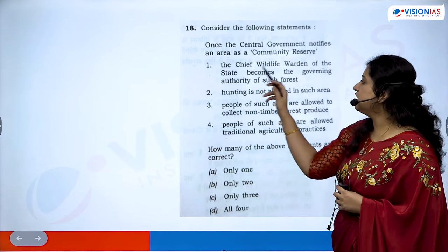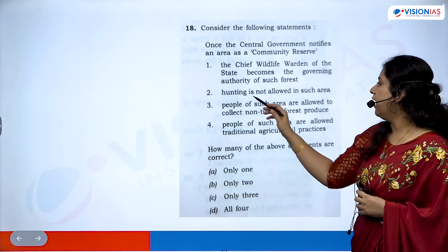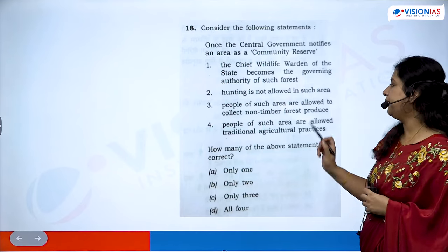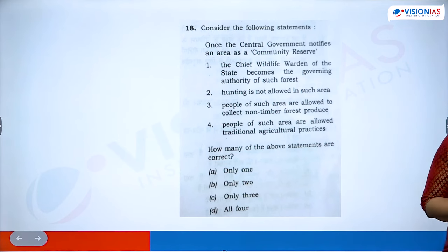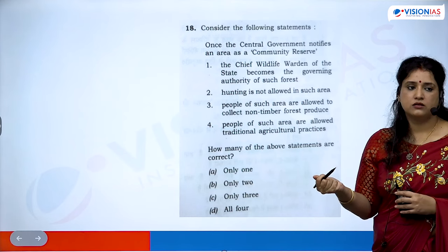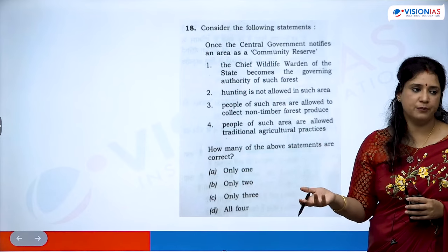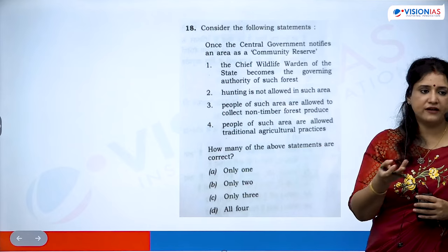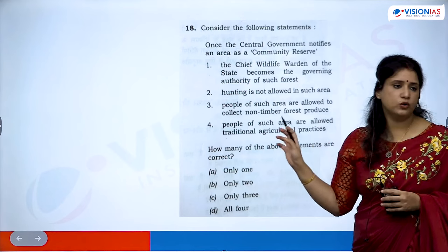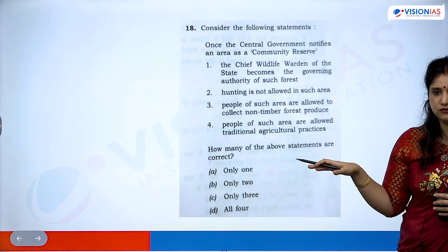It says, Chief Wildlife Warden will become the governing authority of such forest. Hunting will not be allowed. People of such area are allowed to collect non-timber forest produce. What is non-timber? That means, what is timber? Lakdi, right? So other than lakdi, any forest produce, for example, let's say tendu leaves. Tendu leaves everybody knows, or some fruit. So people of such area are allowed to collect non-timber forest produce. That means they cannot cut trees, but they can collect other forest produce.